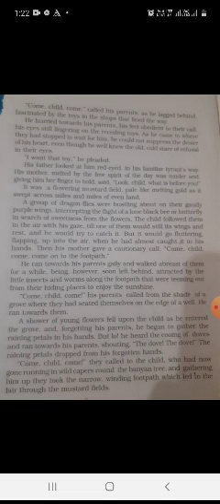Do you understand the meaning of lag? L-A-G.